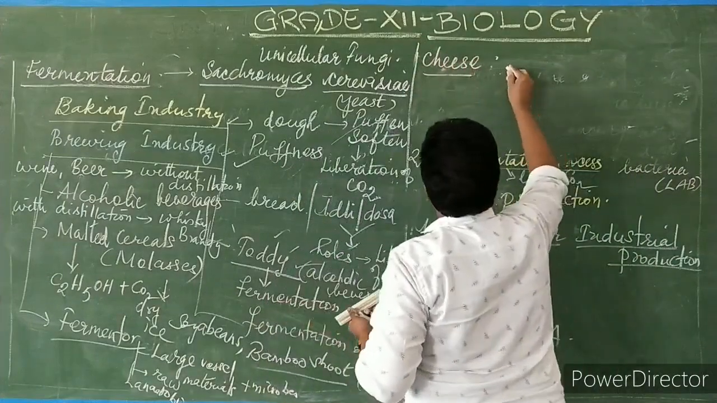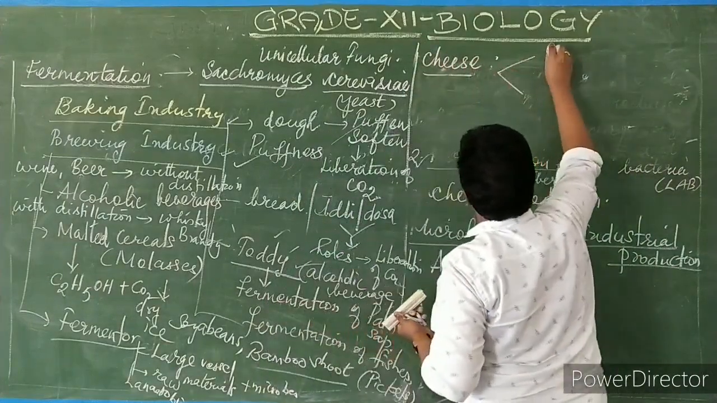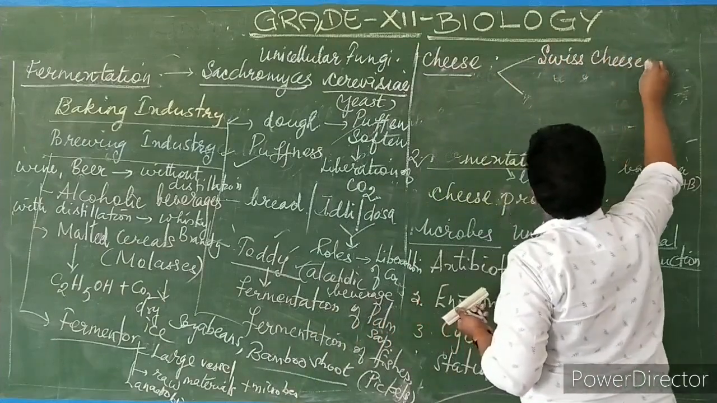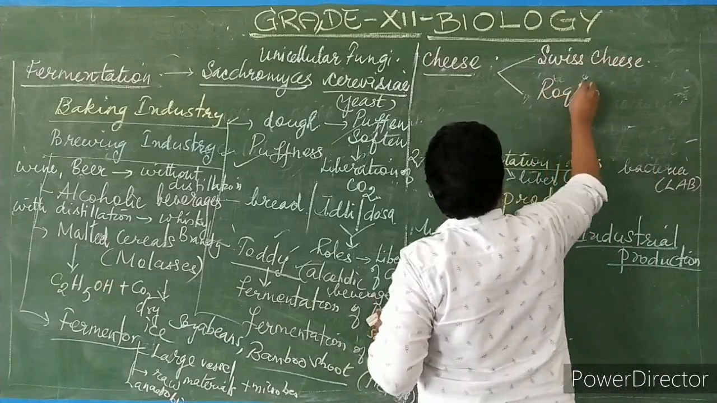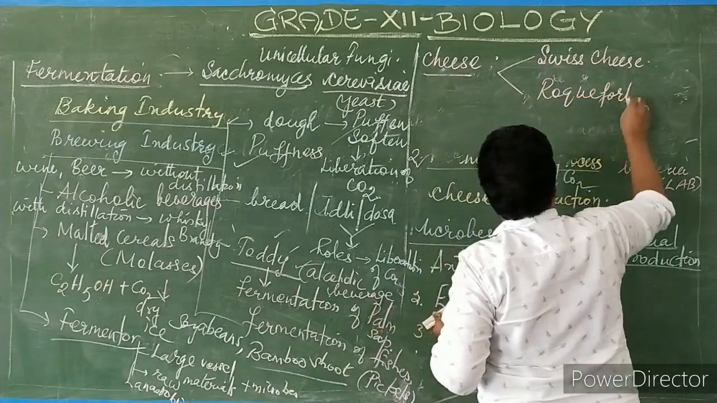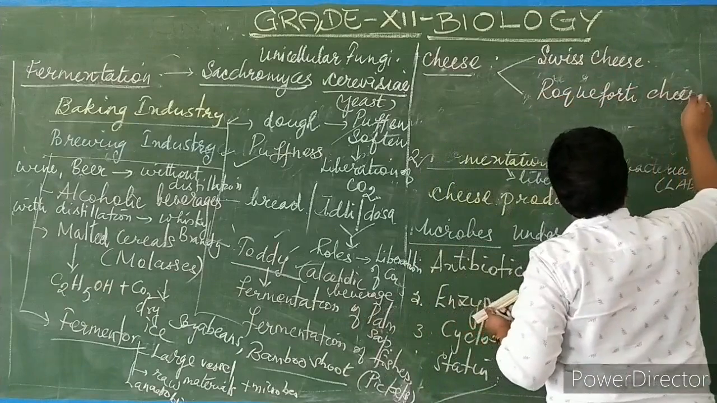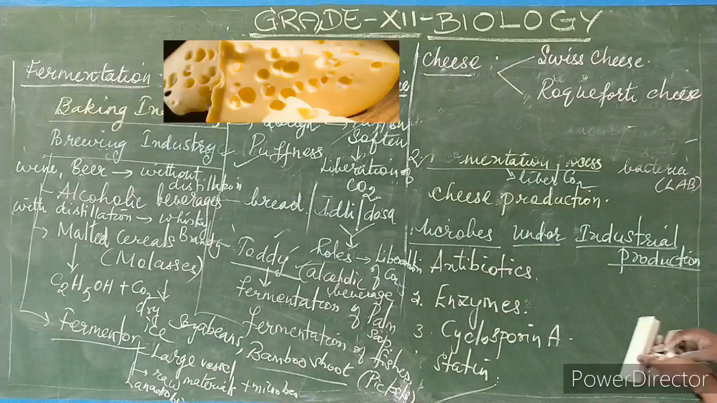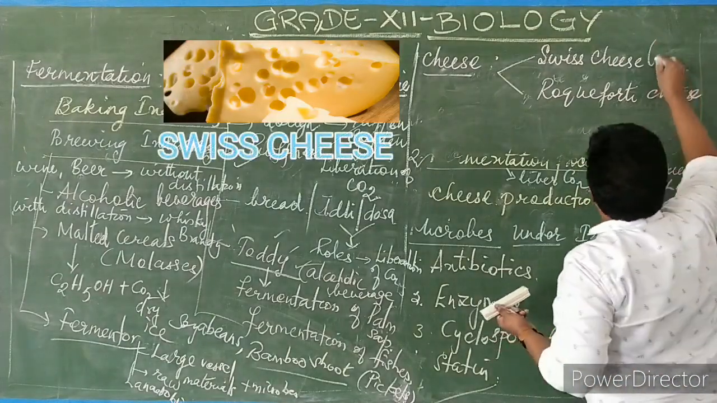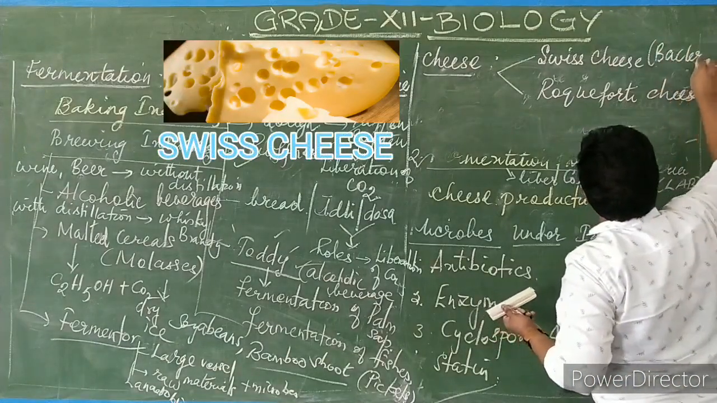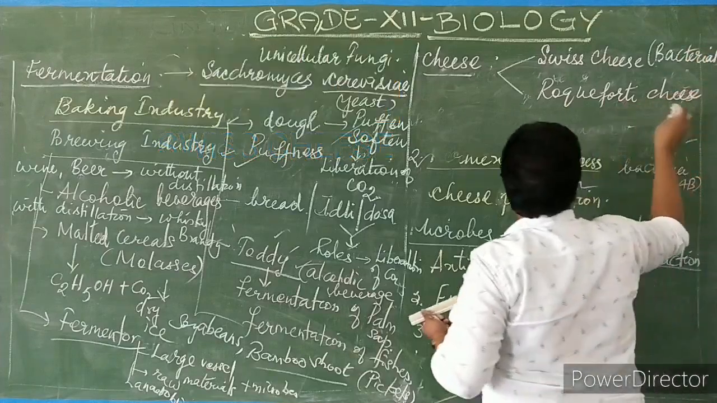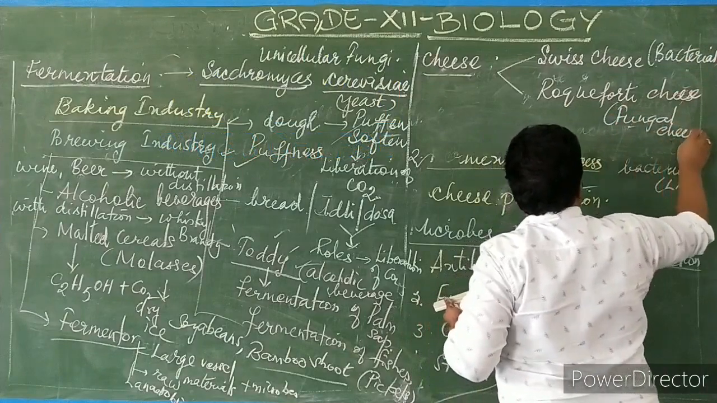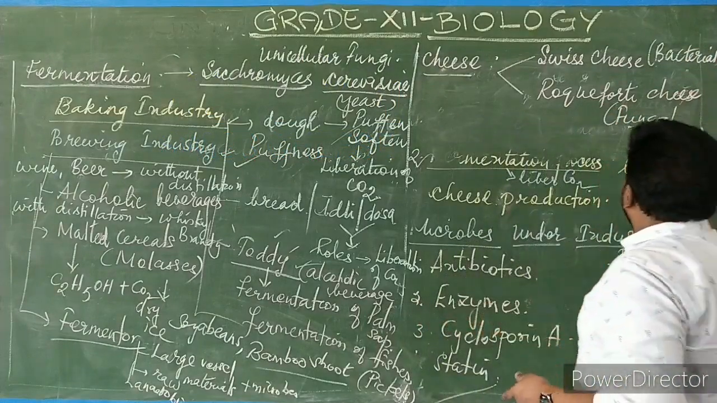In cheese, we have two types. One is Swiss cheese, the other one is Roquefort cheese. This Swiss cheese is a bacterial cheese. Roquefort cheese is a fungal cheese. It is a fungal cheese. Okay.